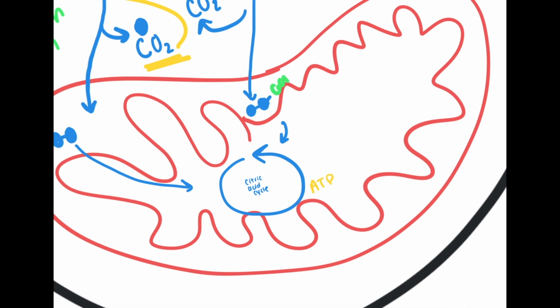And importantly, we fill up our electron taxis. So for every cycle, we get 4 electron taxis filled with electrons. So that would be, let's see, per turn we get 3 NADH. And this is going to happen twice per glucose molecule, right? Because we have 2 acetyl-CoAs. 3 NADH and 1 FADH2. And some ATP. About 2 of them.